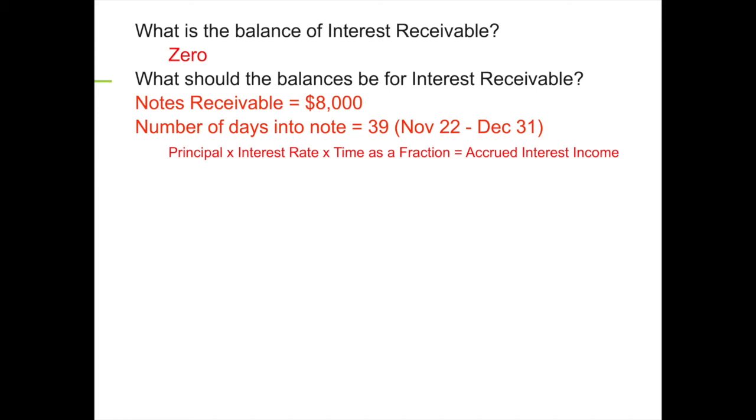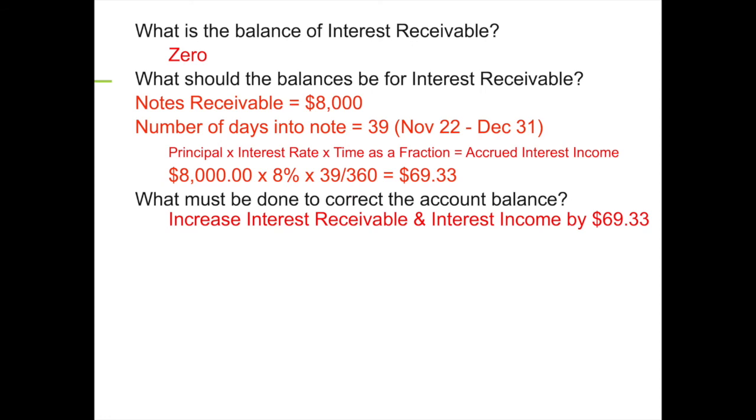So we take our principal times interest rate times time as a fraction, and we come up with our accrued interest income. So $8,000 times 8% times 39 out of 360 days, and we come up with $69.33, which represents our accrued interest income for those 39 days. What must be done to correct the account balance? We're going to increase interest receivable, and we're also going to increase interest income by $69.33.